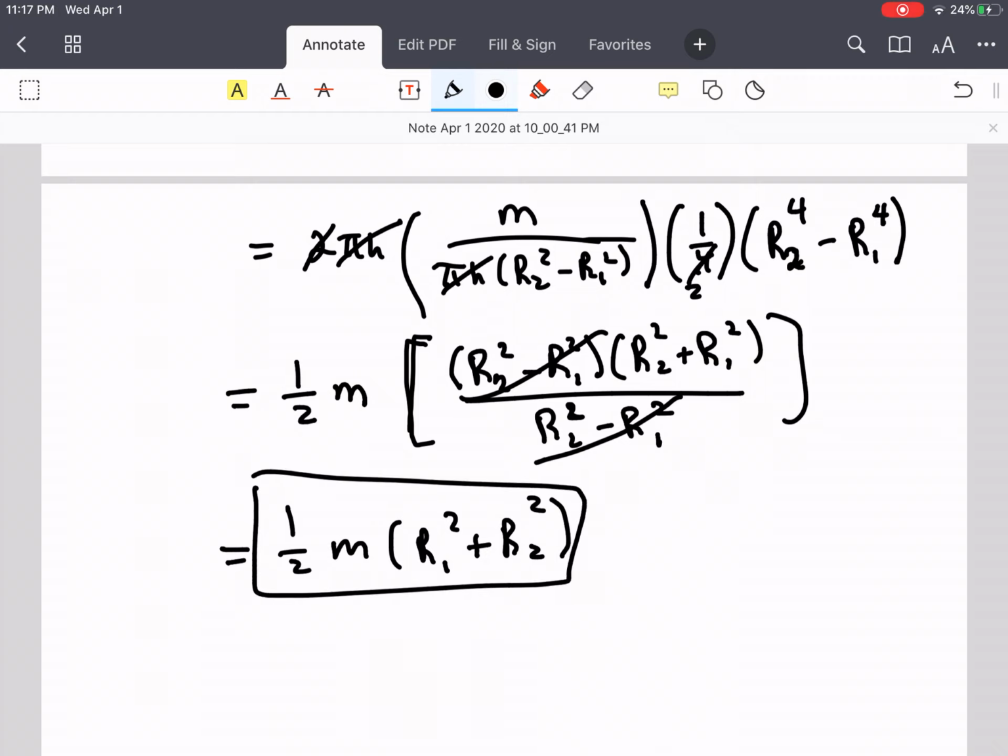Which in various limits, if r1 goes to 0, I get 1/2 mr squared. If r1 goes to r2, the thin-walled cylinder limit, I just get mr squared. Those are the two limits we talked about at the end of class. And in between, you just get this nice formula.